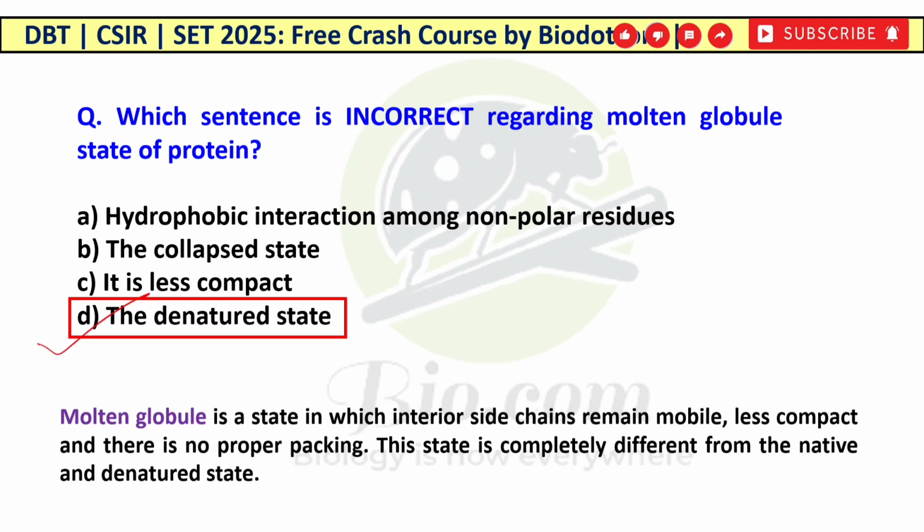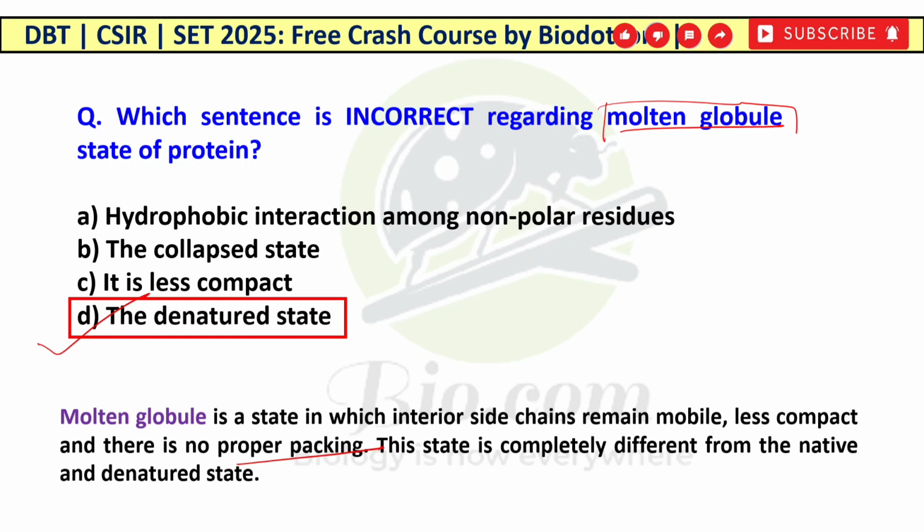Basically, what is incorrect? If we talk about molten globule, it is a state in which interior side chains remain mobile but it is less compact and there is no proper packing. Molten means movable, therefore it will not have any compactness in its structure and no proper packing. So this state is completely different from the native as well as the denatured state. It is not like the native state structure of the protein or the denatured structure of the protein.